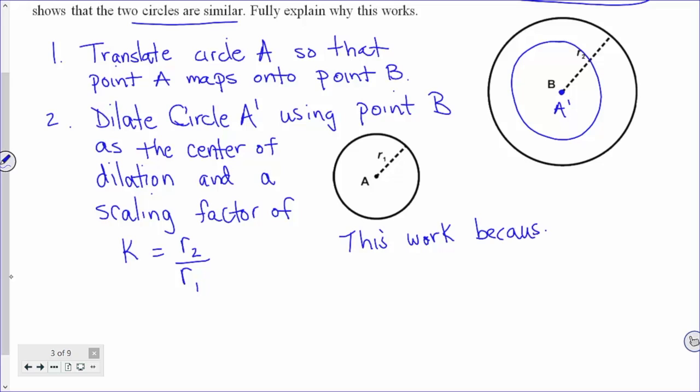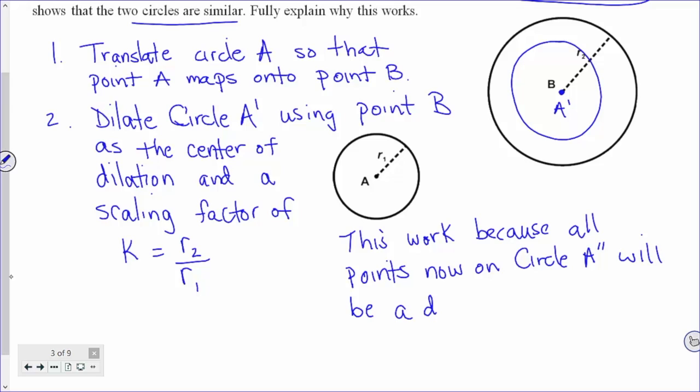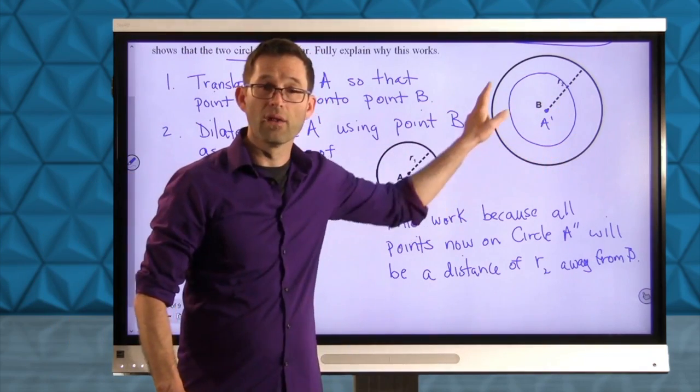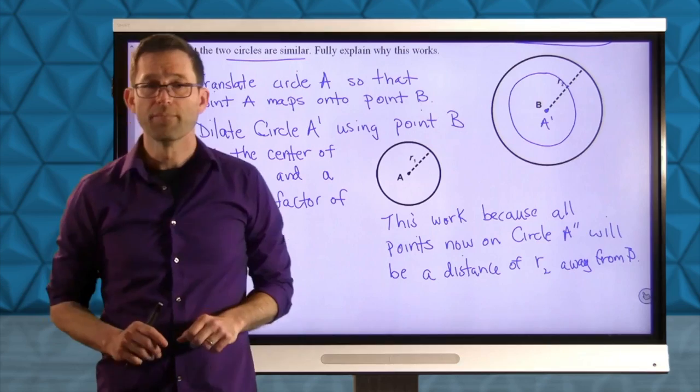because all points now on, I guess it would be circle A double prime, will be a distance of R2 away from point B, right? And that's what we want, because that means it will lie along circle B, right?